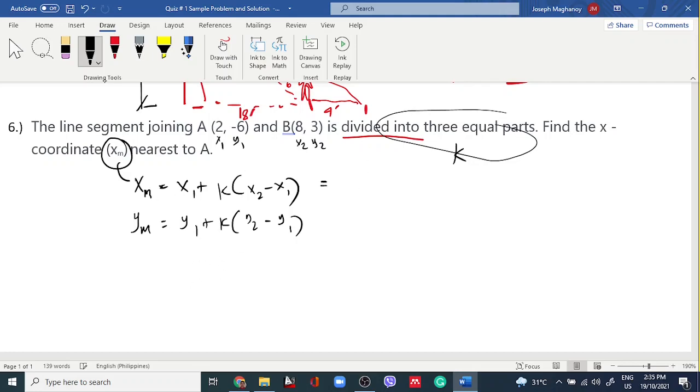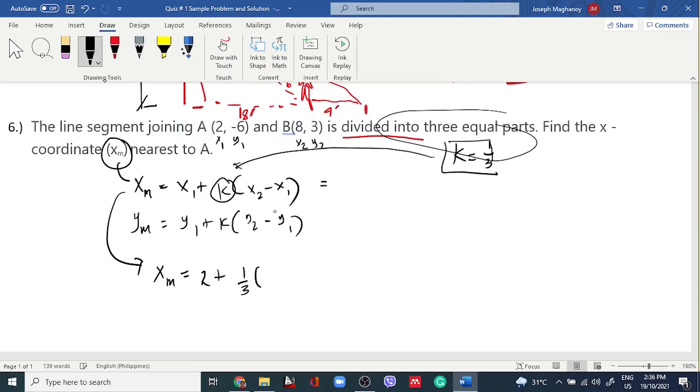And here, since ito yung pinahanap natin na problem, just substitute the value. But wait, what is the value of your K? Your K is equal to the ratio of the positive of both external and internal division. So that is equal to 1/3. So substitute the value of your K to your formula. So in this case, X sub m, X sub 1, 2, plus what is your K? 1/3. Then X sub 2, 8, minus X sub 1, 2.